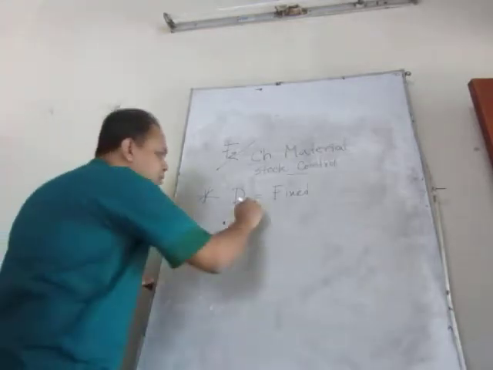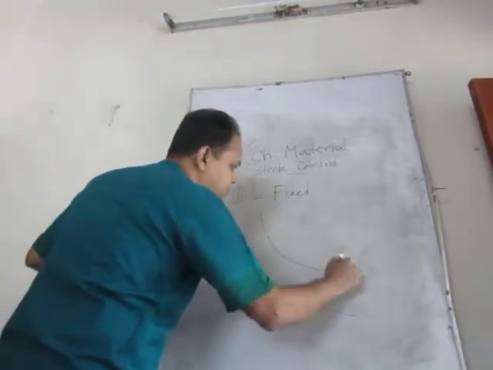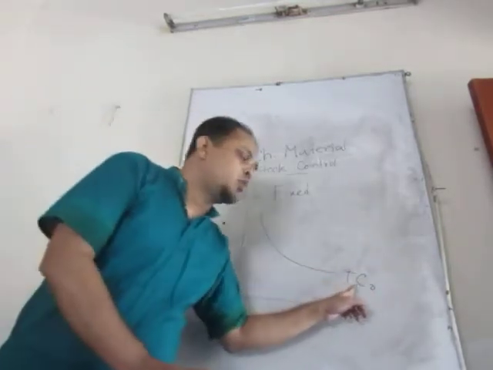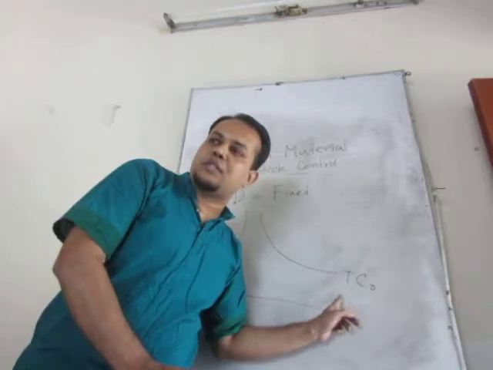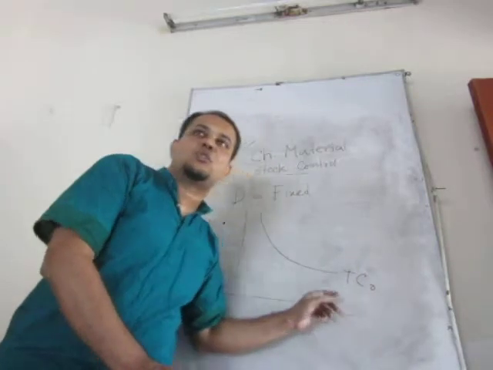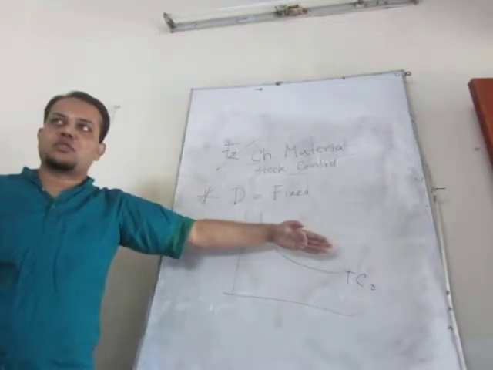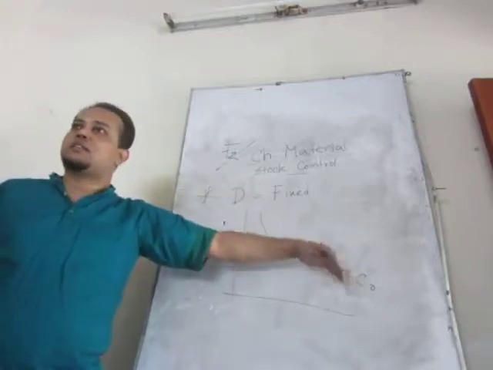Now the fact is, TCO. TCO means total ordering cost. CO means ordering cost per order, and TCO means total ordering cost. Total ordering cost actually goes down, and there is no constant relationship, there is a proportionate relationship. That's why this is a curved line. This is not a straight line.